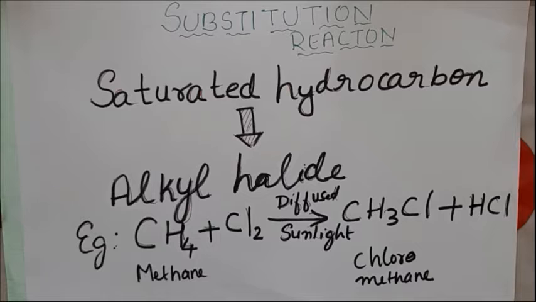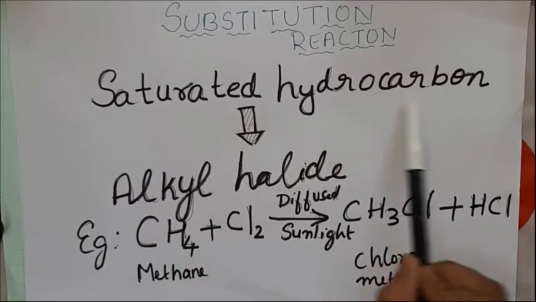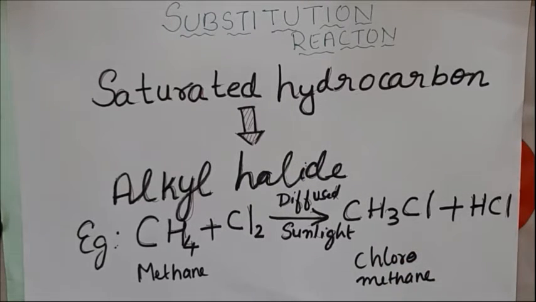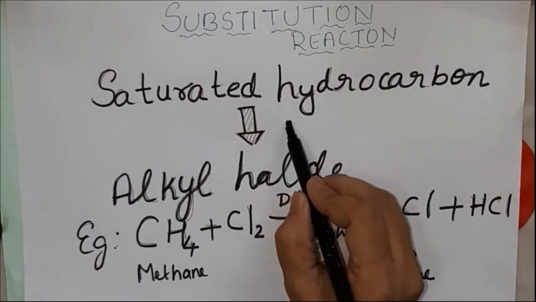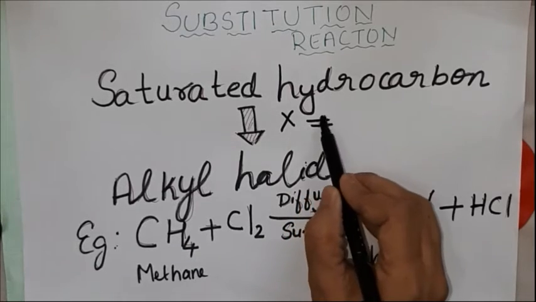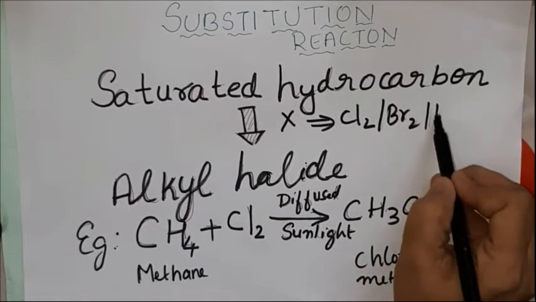As the name suggests, substitution, you can understand that from a particular molecule, one atom is substituted with some other atom. So in general, the reaction is written as saturated hydrocarbon getting converted to alkyl halide. What is the condition necessary for this? You need a halide like X. This X could be chlorine, bromine, iodine.